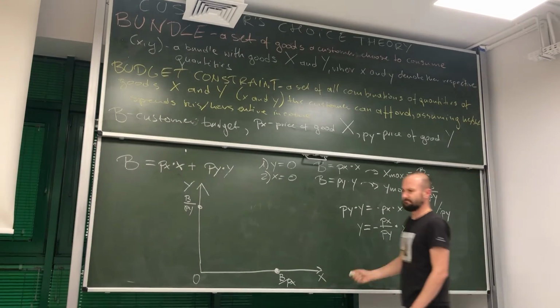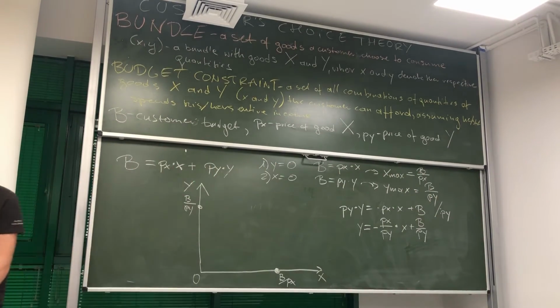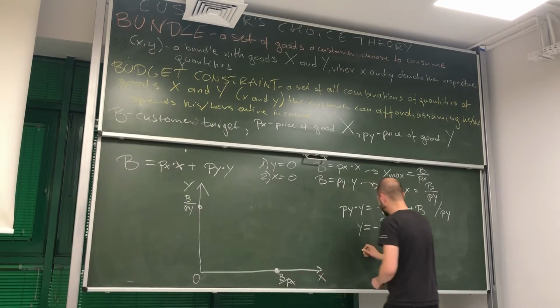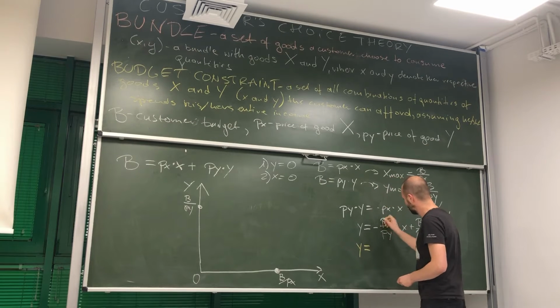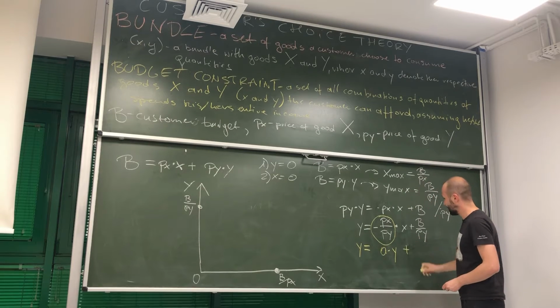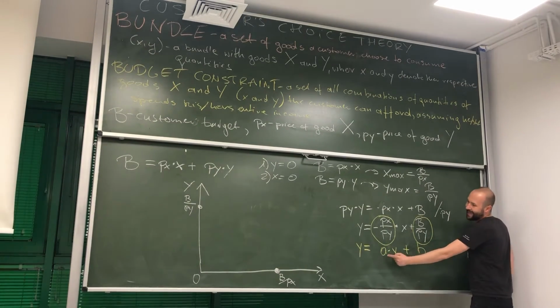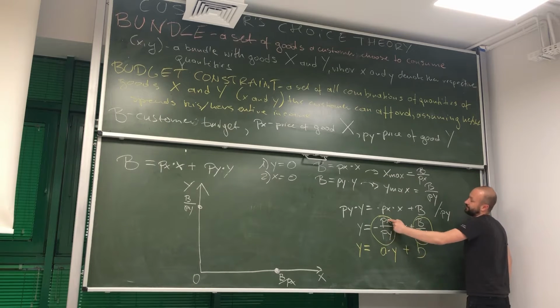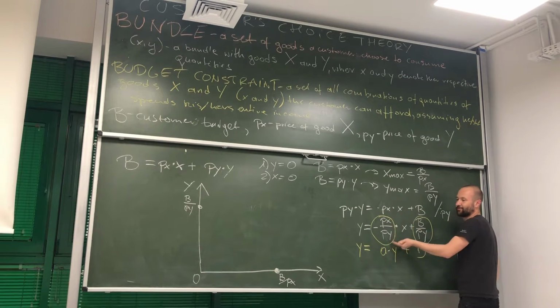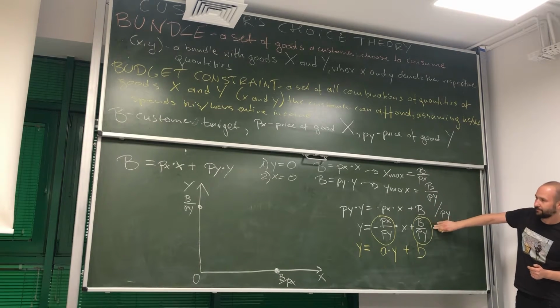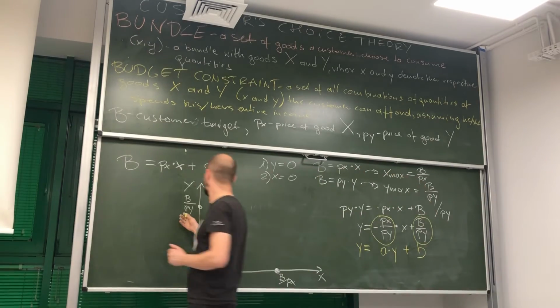Look, this is nothing more than a linear function that we all know and love really well. This is simply y equals a times x plus b, right? Nothing more, simple linear function. We know that a is negative because prices cannot be negative, right? So we've got a ratio of two prices with a minus. And here we actually got the intercept, right? That we see over here.